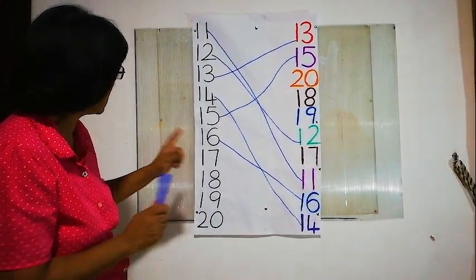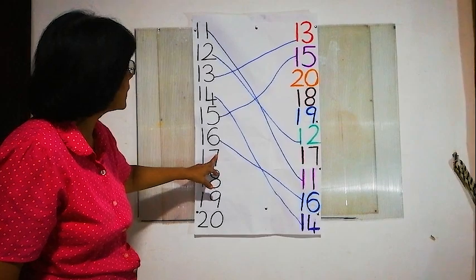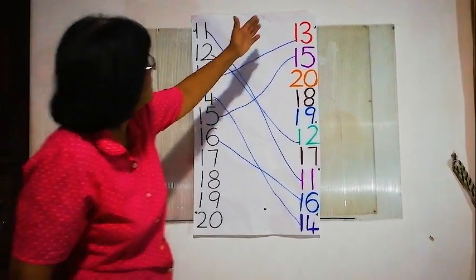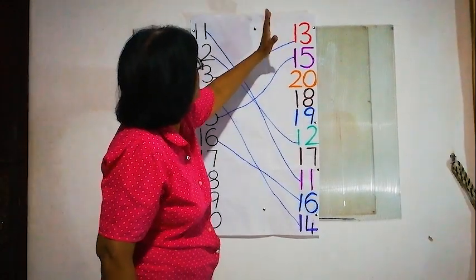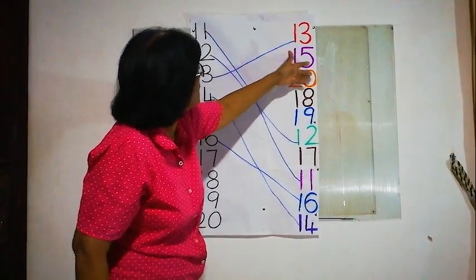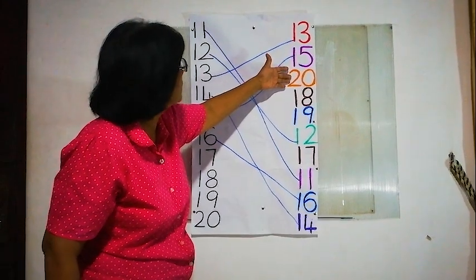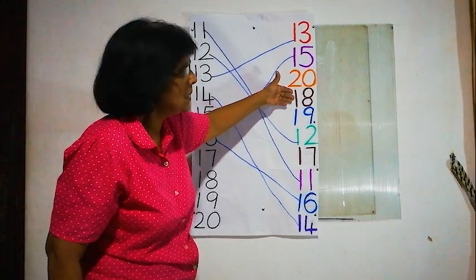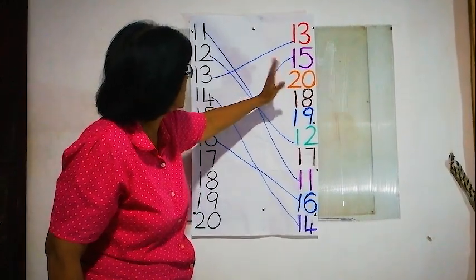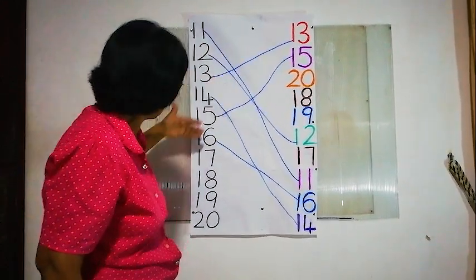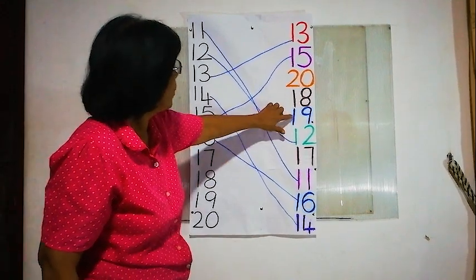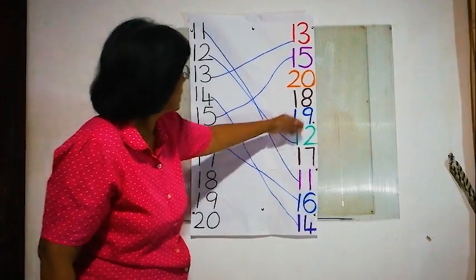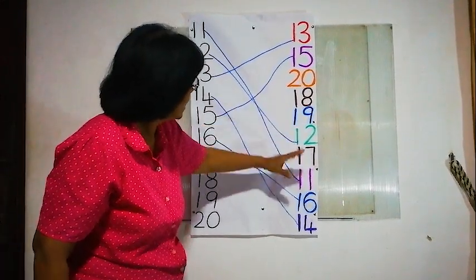Now we'll go to the next one. 1 and 7, 17. Where's 17? In this side we'll see. 13 finished. 15 finished. Then 2, 0, 20. We don't want 20. 1, 8, 18, no, we are not searching 18. We want 1, 7, 17. Here 1 and 7, 17. 1 and 9, no, we want only 1, 7. That also finished. 12 finished.